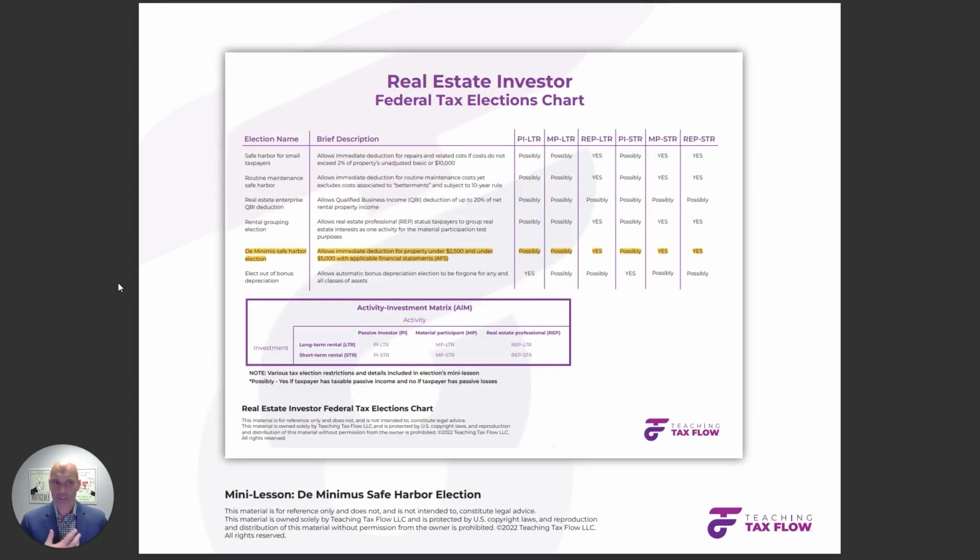Who's it going to make sense for? In our real estate investor federal tax selection chart, the de minimis safe harbor election, for anyone that is REP status on a long-term rental property, or material participant on a short-term rental, it's going to make sense for you. Otherwise, possibly it would make sense for you. It's going to make sense for you if you have taxable income and you want to take those deductions immediately. The only drawback would be from a bankability standpoint, and we have additional content on that. When you see this deduction on your tax return, it's going to look like repairs and maintenance. So typically banks are not going to add that back to your bankability. That's why I put in there 'possibly' on some of these AIM matrices.